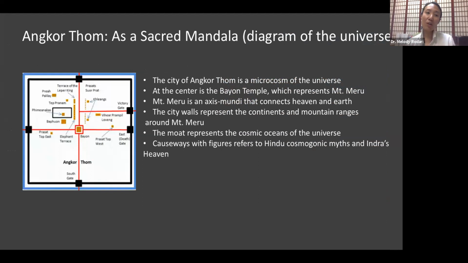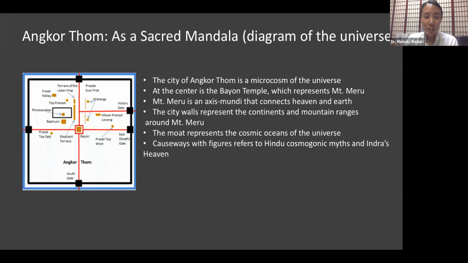Now, moving along, Angkor Thom was not only a planned city, but it was a planned city that was always imagined as a sacred mandala. A mandala is a diagram of the universe. Now, this is a tool that is used by Indic religion. So this is not specific to Buddhists. We see mandalas being used by Hindus as well. And we really need to think of Angkor Thom as a mandala, in other words, as a microcosm of the universe. The way that it's planned is very much designed to replicate the diagram of the universe.